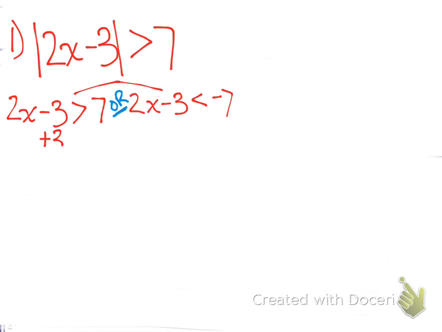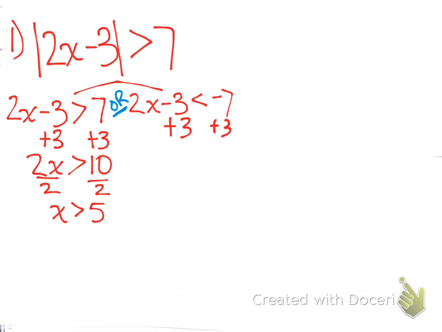Good. Our next step is to just solve these like we would have earlier this week. So we add 3 to both sides. 2x is greater than 10. Then divide by 2: x is greater than 5. Very good. Or, we have to solve this one also. Still adding the 3. Divide by 2. x is less than negative 2. Very good.